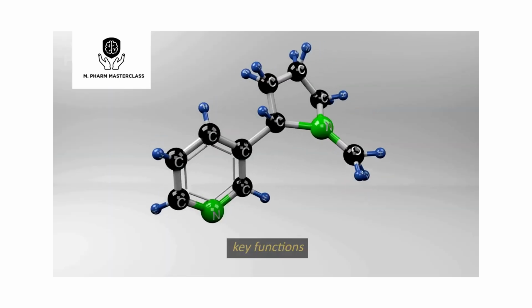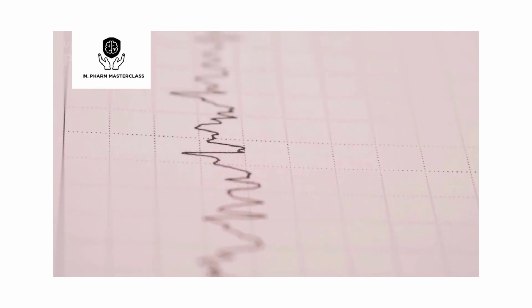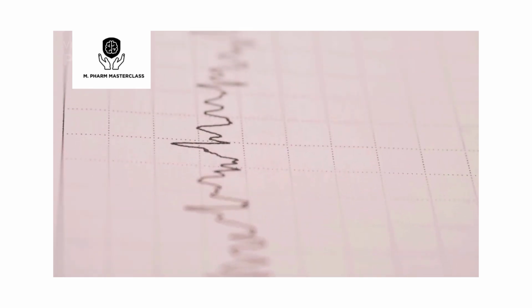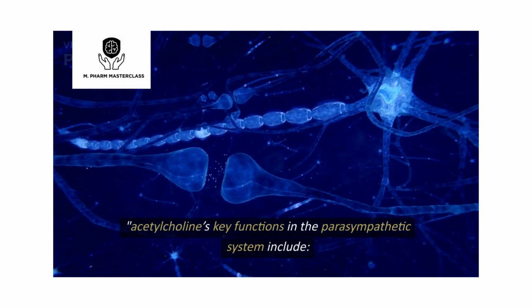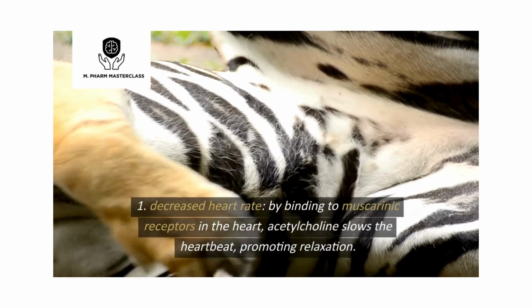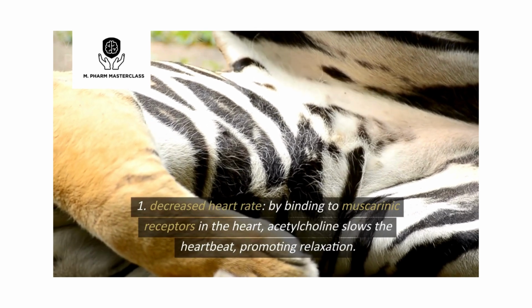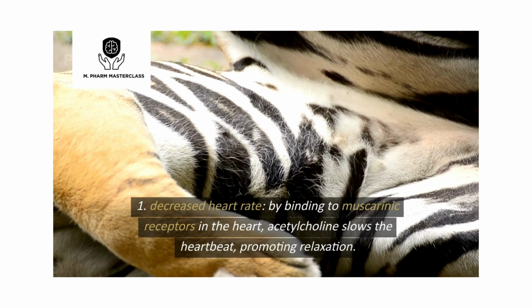Key functions: visual, summary of key effects: decreased heart rate, stimulated digestion, smooth muscle contraction. Acetylcholine's key functions in the parasympathetic system include: 1. Decreased heart rate. By binding to muscarinic receptors in the heart, acetylcholine slows the heartbeat, promoting relaxation.